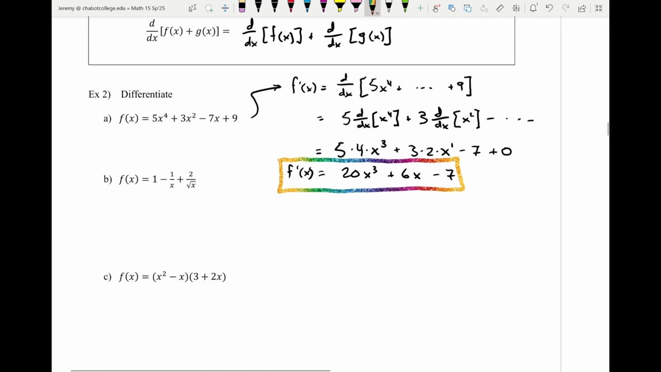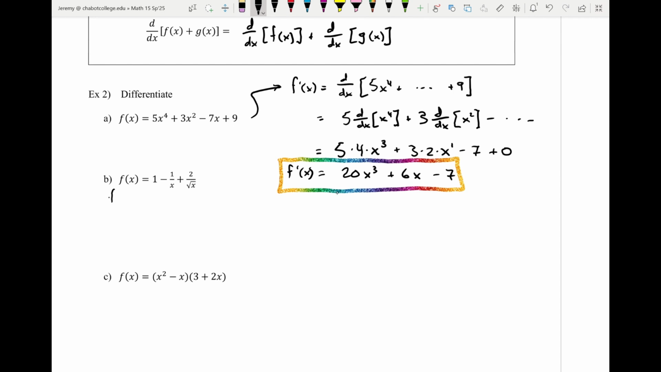Great. Let's try another one here. So we want to take the derivative of f of x equals 1 minus 1 over x plus 2 over root x. So I know I can take these terms one at a time. I just want ideally to get these into a form where it's obvious what I'll do to take the derivative using some of the rules that we already have. And 1 over x, it would be convenient to write each of these in the form x to the n, so that I could use a power rule, and I think I can do that here.